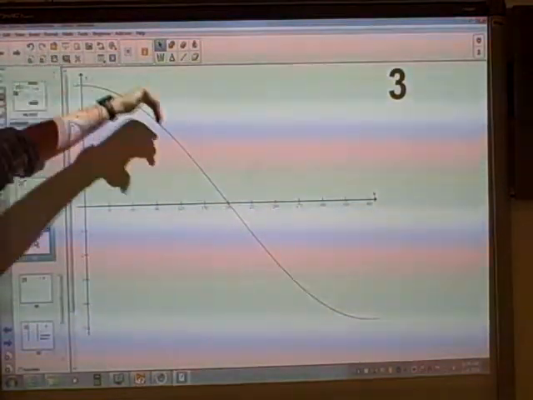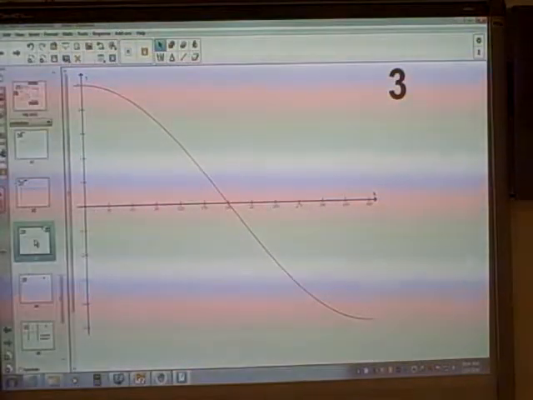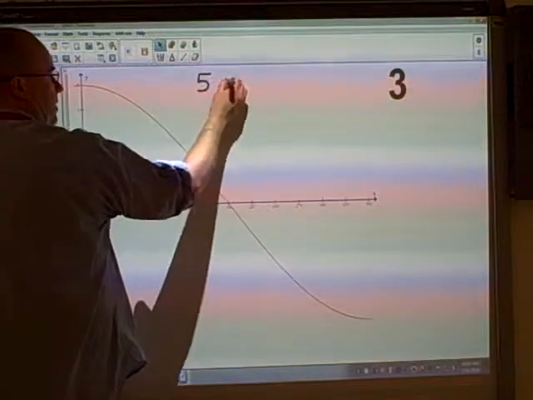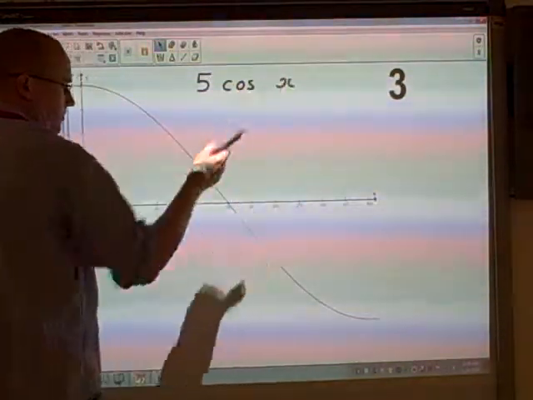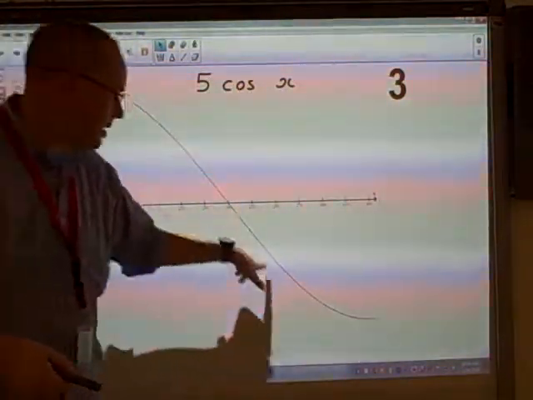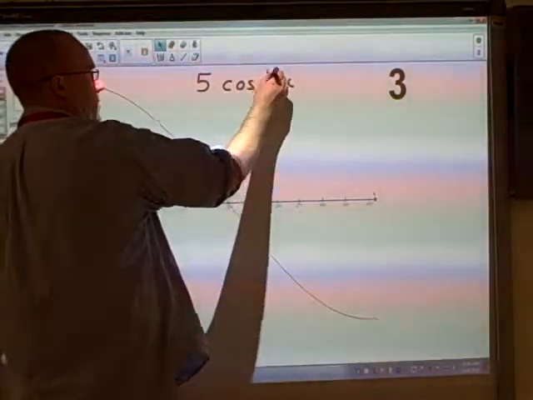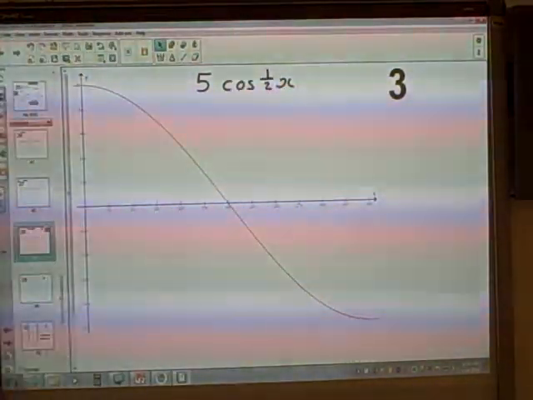It starts at the top and then comes down, so this one looks like a cosine graph, but it goes from 5 to -5, so certainly 5 cosine x would be a good start. But also, this only does half of the graph within a 360 period, so this should be 5 cosine of a half x.